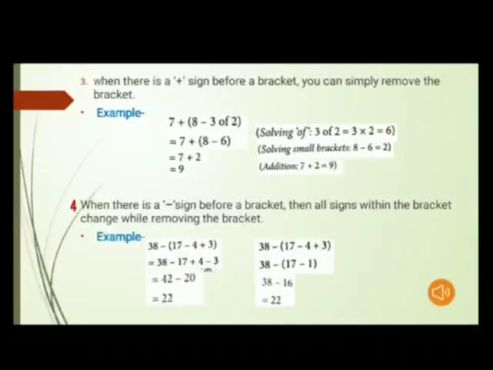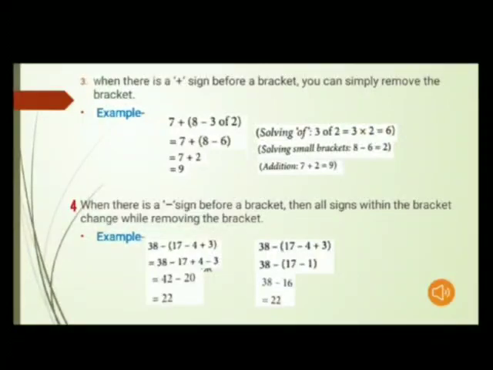Now let's see the fourth rule. As you can see, when there is a minus sign before a bracket, then all the signs within the bracket change while removing the bracket. Or you can say, if there is a minus sign before a bracket, all plus signs within the bracket are changed to minus signs and all minus signs within the bracket are changed to plus signs when we remove the bracket. Now let's see the example given here. You can solve these examples in two ways.